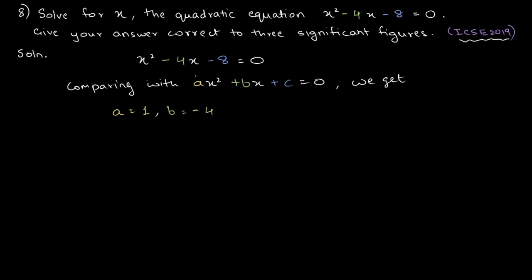Notice the sign out here, minus 4. The coefficient of x is minus 4. And the constant term that we have, right? The constant term. So the value of c, if you see, the constant term is negative 8 or minus 8. Right? So we have the values of a, b, and c now.